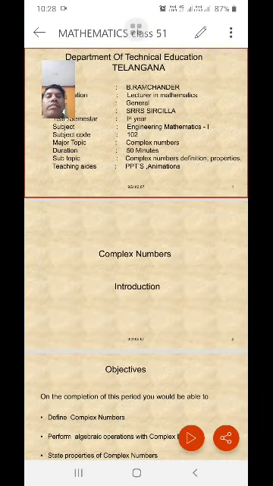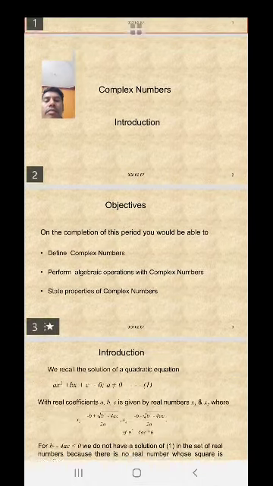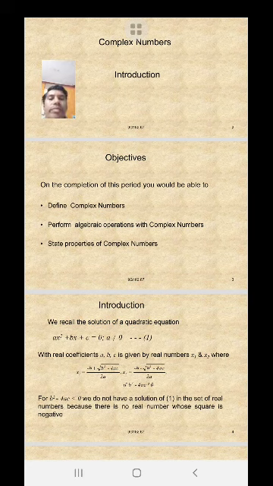So let us see complex numbers introduction. In this class the objectives are: on the completion of this period you would be able to define complex numbers, perform algebraic operations with complex numbers, and state properties of complex numbers. Introduction.